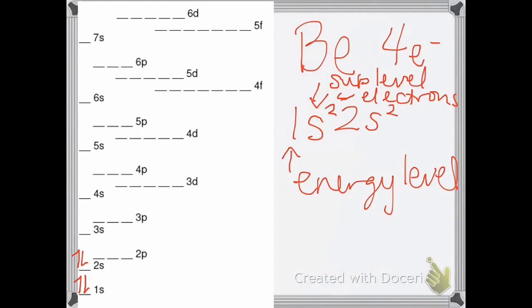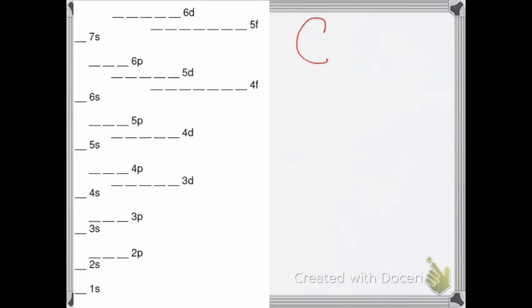And then let's rewrite that so it looks a little prettier. 1s2, 2s2, that's our whole electron configuration. There's actually shorter ways to write that, and we'll look at those later. Let's try something that has a couple more electrons. Let's try carbon. Does carbon have 6 electrons? Carbon has 6 electrons because that's its atomic number.